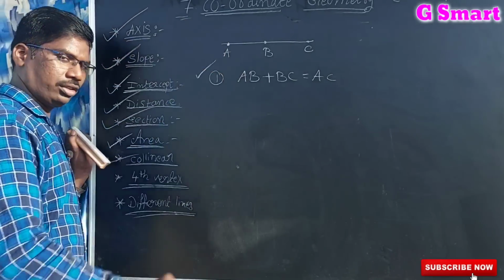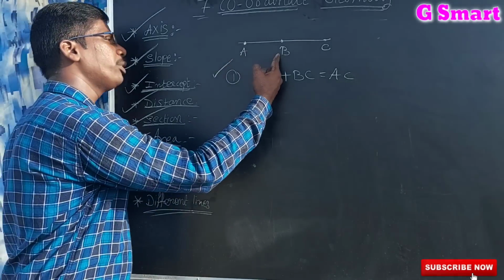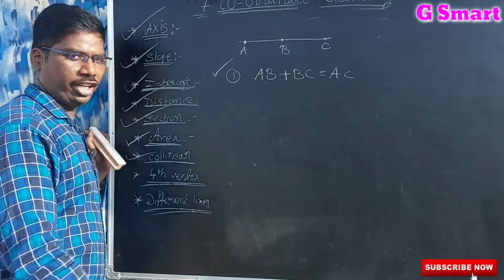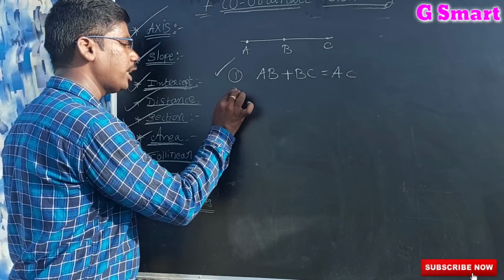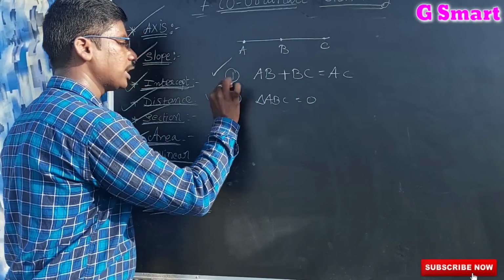This is condition 1. Collinear condition 1: if AB plus BC is equal to AC, meaning the distance between AB and the distance between BC, if you add these two, you get the distance AC. That is the collinear condition 1. And the second condition: area of the triangle ABC is 0. So that is the second condition.